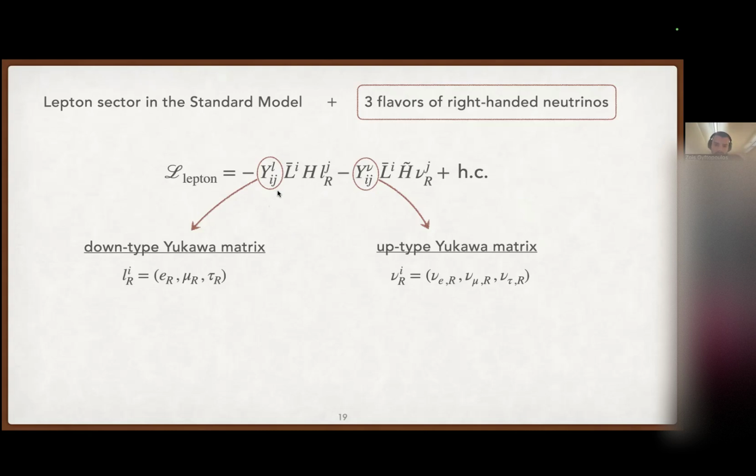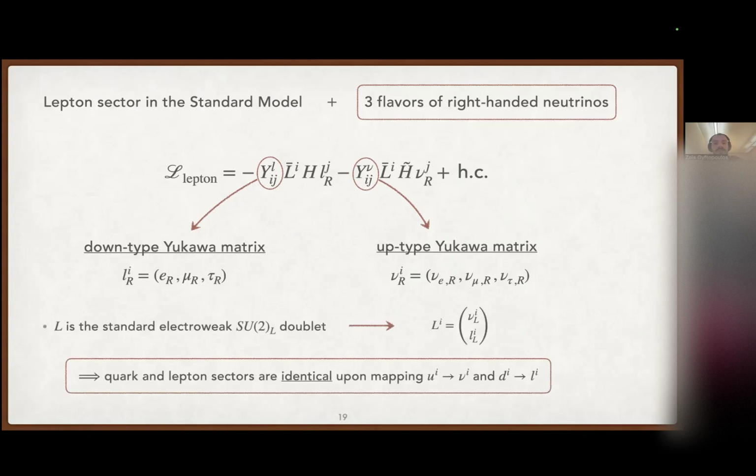And the main thing that I want you to see is that this structure looks identical, and there is actually a mapping between the quarks and leptons that reproduces the exact same flows. So if you map the up-type quarks to the neutrinos and the down-type quarks to the leptons, following the standard convention of the electroweak doublet, then you obtain the exact same flows.